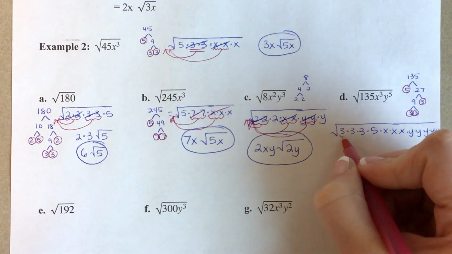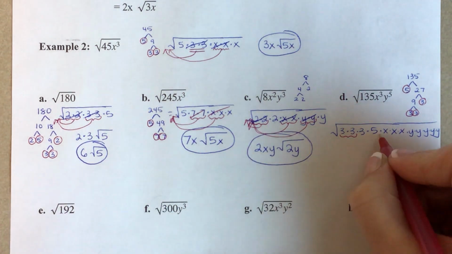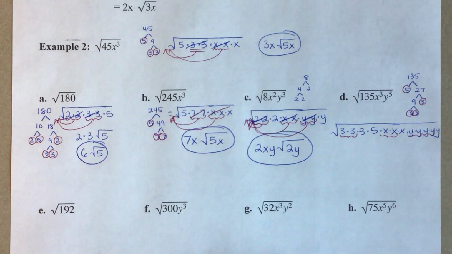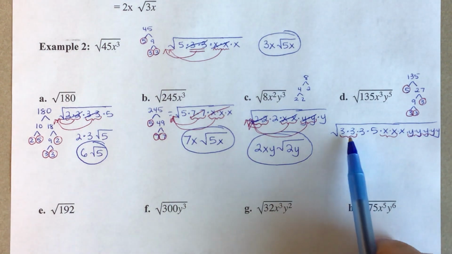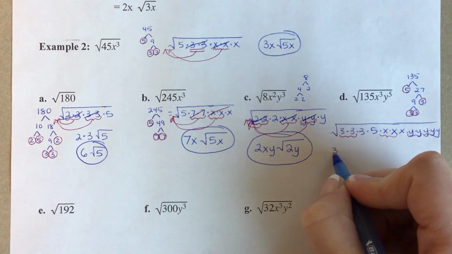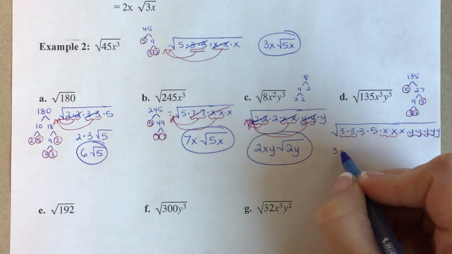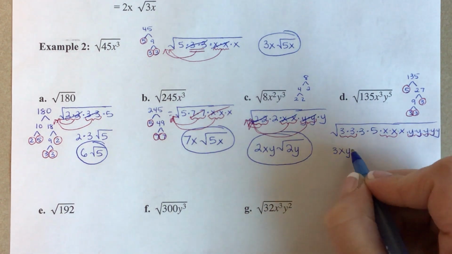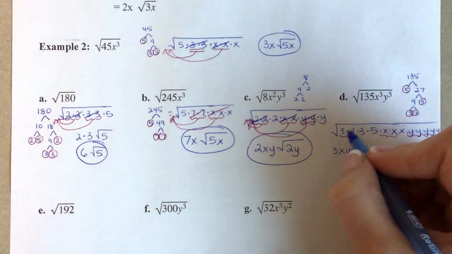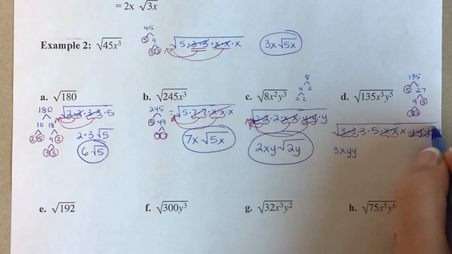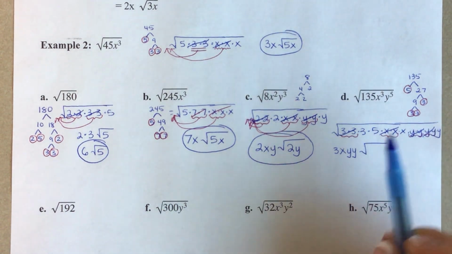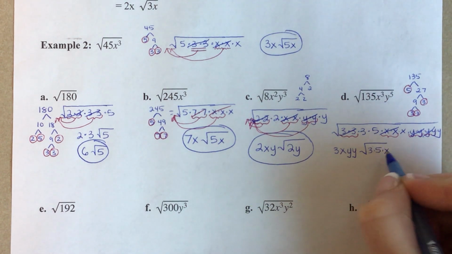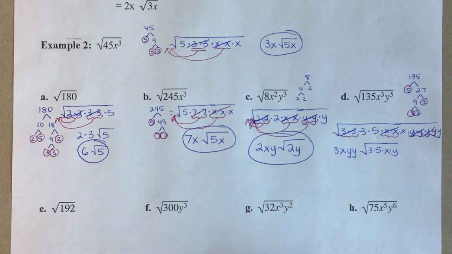So I have a pair of 3's, I have a pair of x's, and I have 2 pairs of y's. When I pull my 3's out, that becomes 3. When I pull my x's out, they become x. I have a y, and then I have another y. What do I have left over in my radical? I have 3 times 5 times x times y.